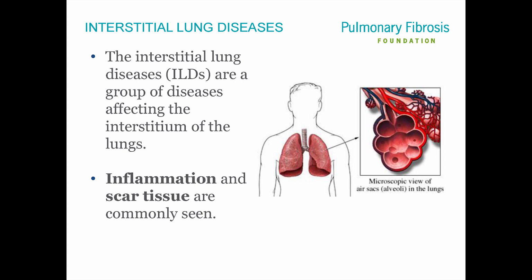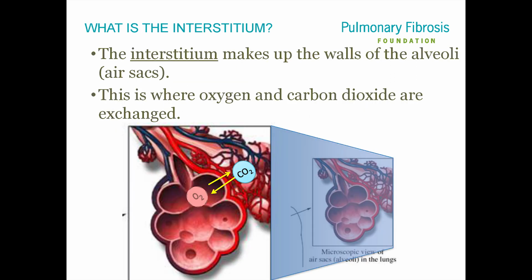And you can see over on the right, this is a microscopic view of the lung, and I'm outlining, if you can see my little tiny mouse cursor there, the walls of the air sacs in the lung. Those walls are the interstitium. And if scar tissue or inflammation were to build up in those walls, which I'm going to show you here, it could make it hard to breathe. It could lower oxygen levels.